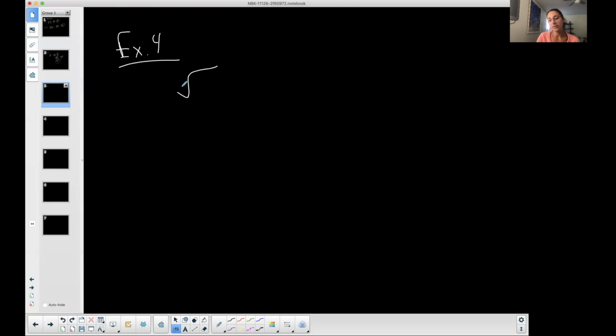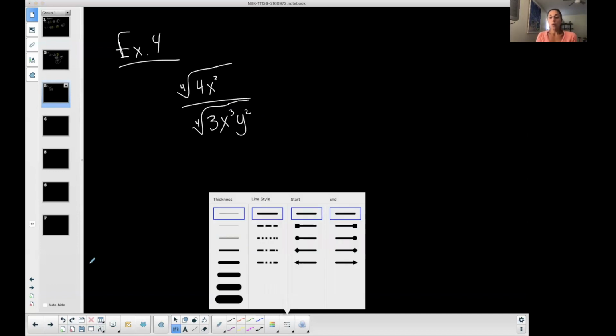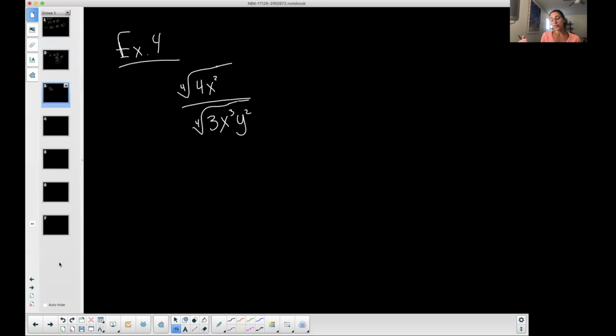Let me say that I have, let's just, the 4th root of 4x squared over the 4th root of 3x to the 3rd y squared, whatever. I made it up, random, but that's okay. I want to divide these radical expressions.